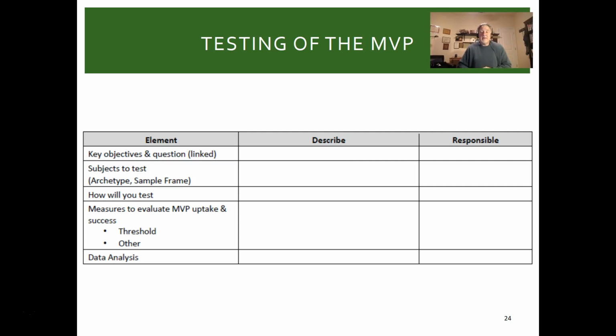You're going to have a defined question or objectives. You're going to have who you are going to test. So what is your sample frame? What is the archetype? So for instance, with Team 2, dealing with young people who want to get in shape, you're probably going to want to hang out by maybe a gym, or maybe do some testing of your idea in front of a health food store or something like that.